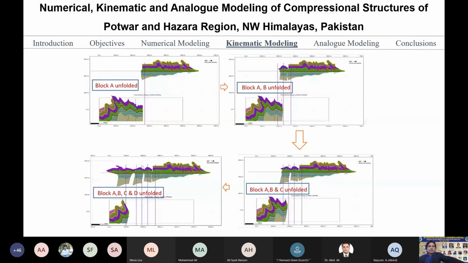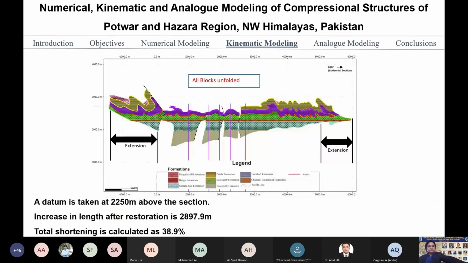And then what I did, now I need to use a marker bed which can be used to unfold all the area. So for that, in this block A was unfolded, and you can see that the marker bed is unfolded and becomes a straight line. And then the second one, the same likewise with the third one, and finally all the blocks are unfolded with the same datum point. So this all has been done by using unfolding module.